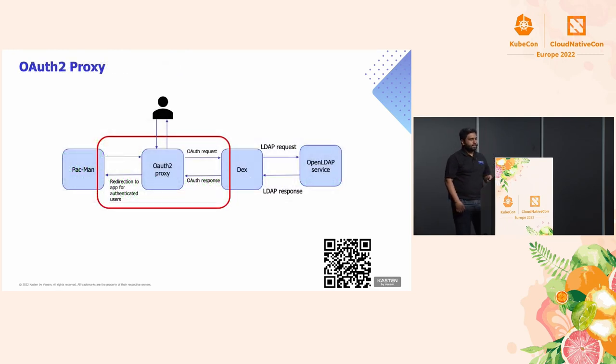Okay, so the next thing we are going to deploy is OAuth 2 proxy. As I said, it's a reverse proxy for handling OAuth for us. We're going to have Dex as the OIDC provider that OAuth 2 proxy interacts with. And once authentication is successful, OAuth 2 proxy will redirect to Pacman.